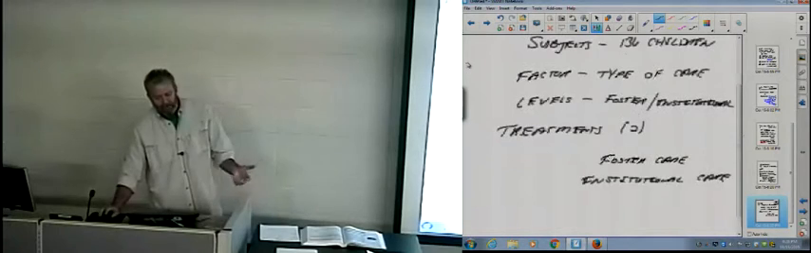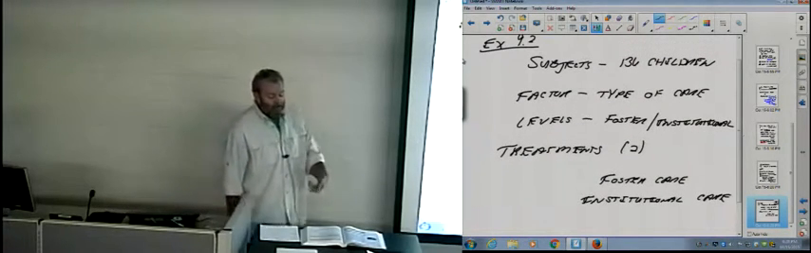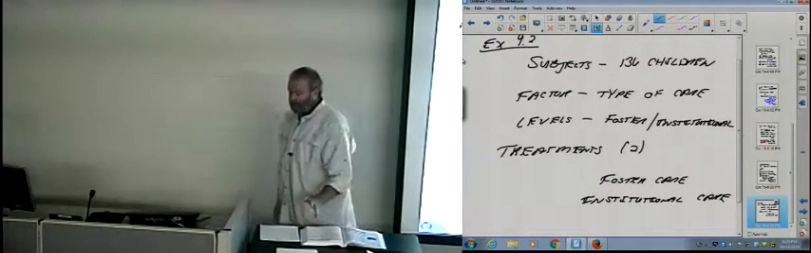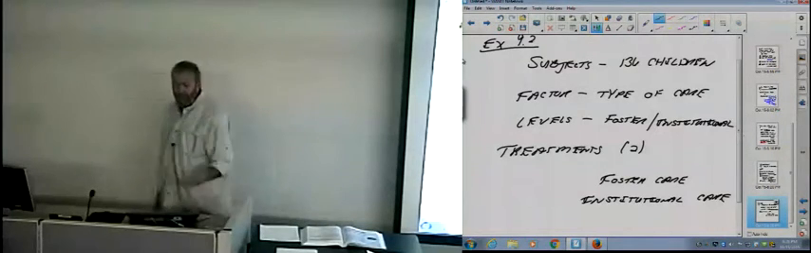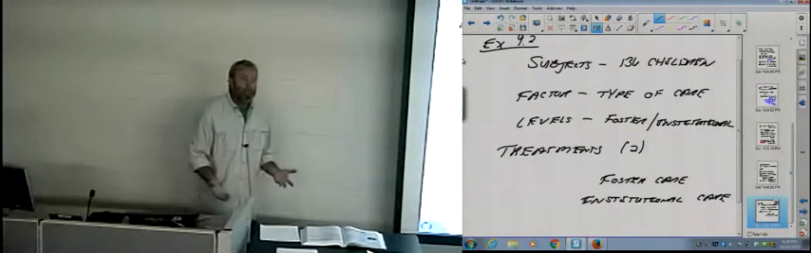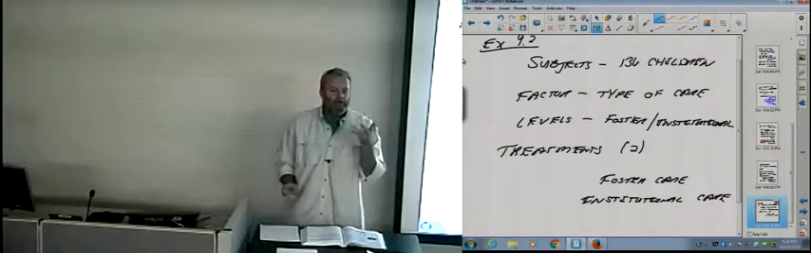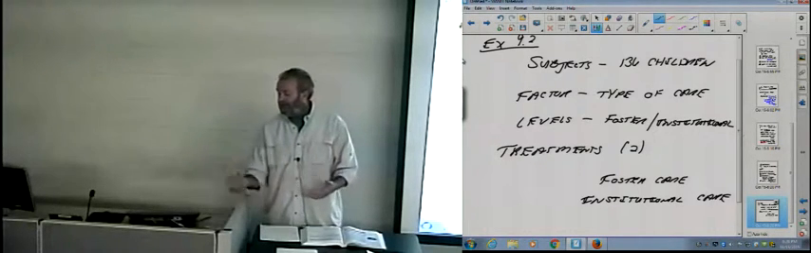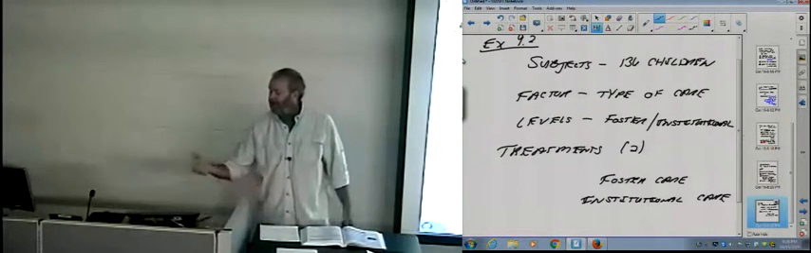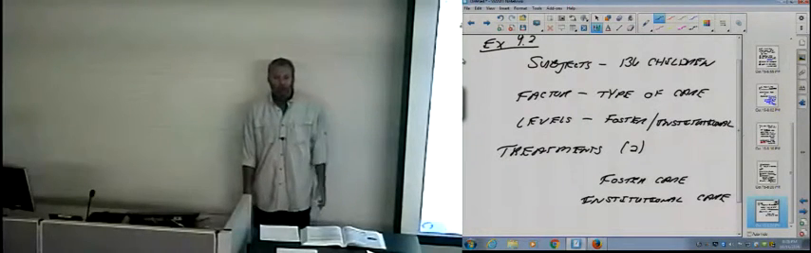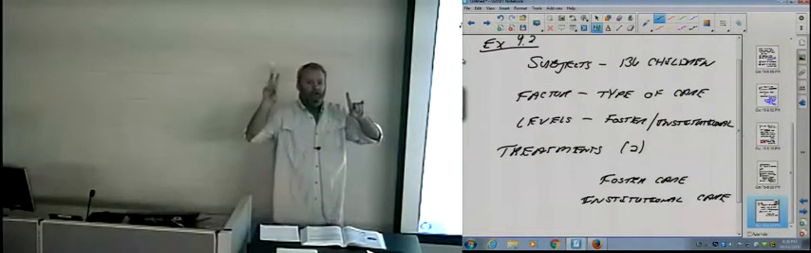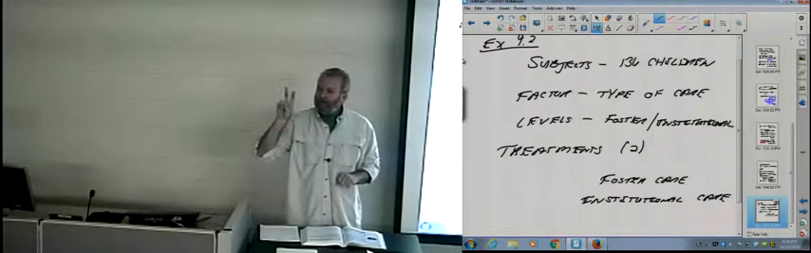So that's all the definitions we just talked about. Your subjects were 136 children abandoned living in institutions, right? The factor is the type of care you're going to give them. The levels, you had two levels. There were two different types of care, foster and institutional. The treatments are, well, you gave them foster care, you gave them institutional care, right? One factor, two levels, gives me two treatments.